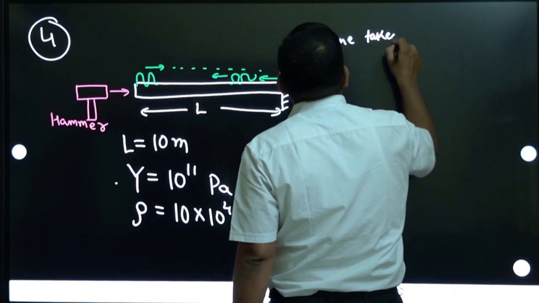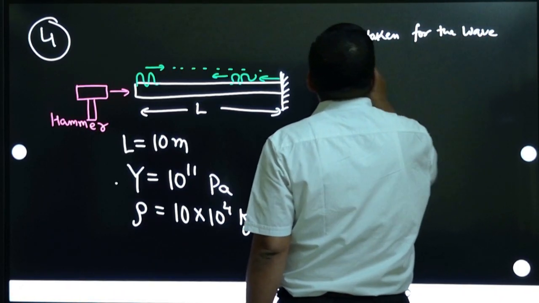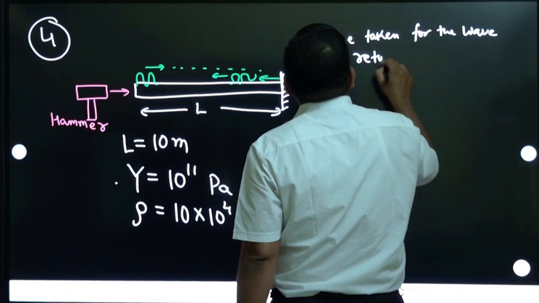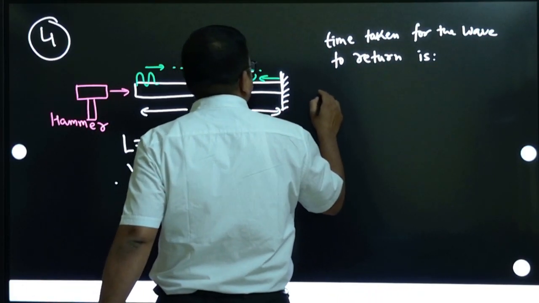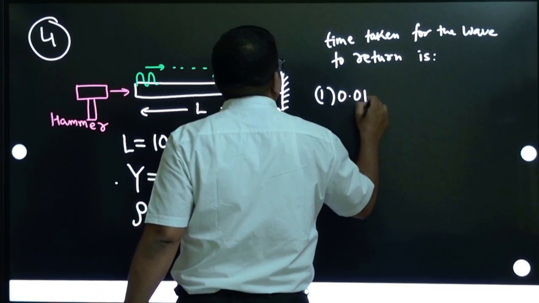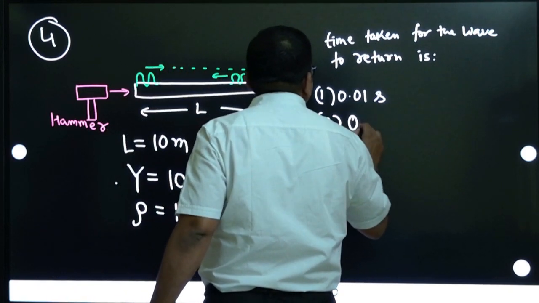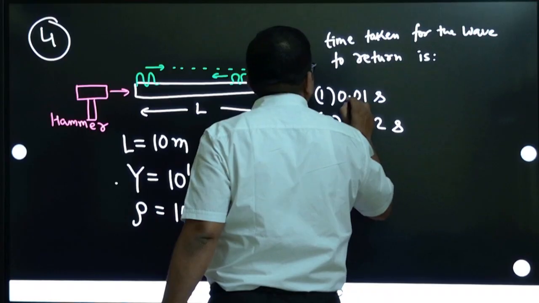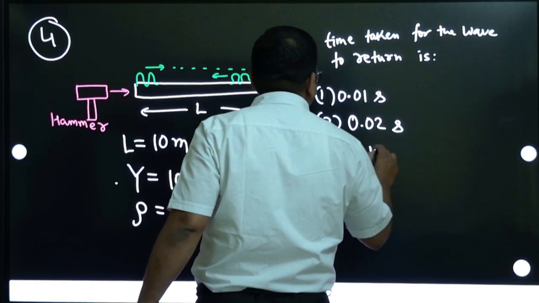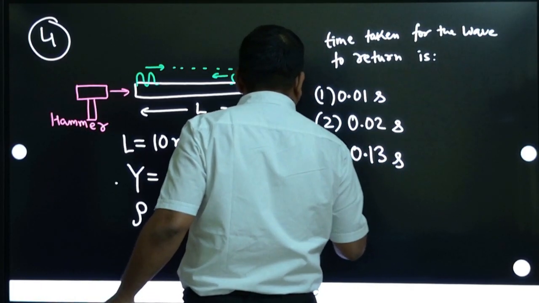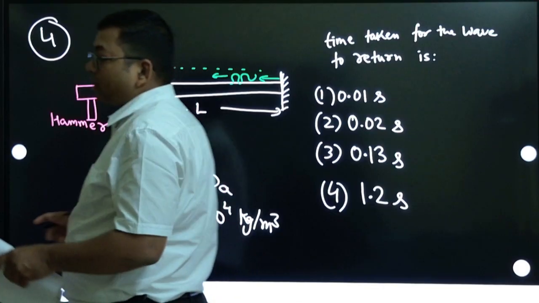Time taken for the wave to return is, options are given: 0.01 second, 0.02 second, third is 0.13 second, fourth is 1.2 second. Okay, try this question.